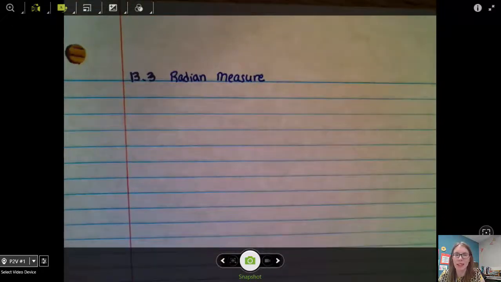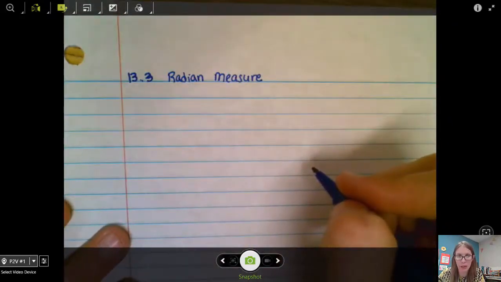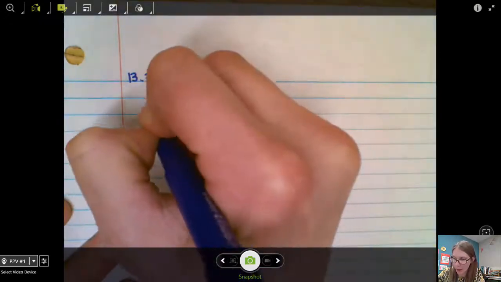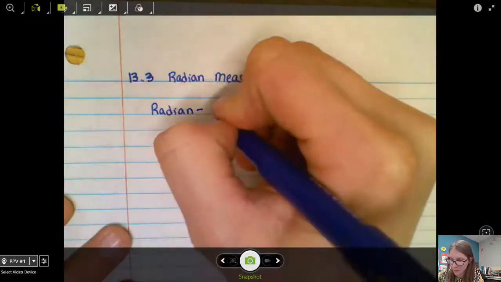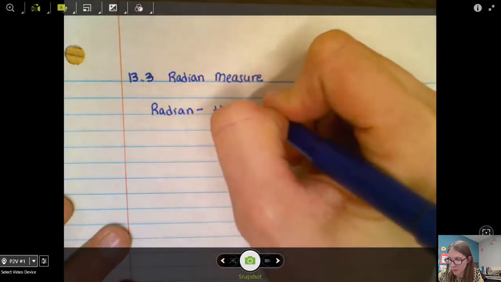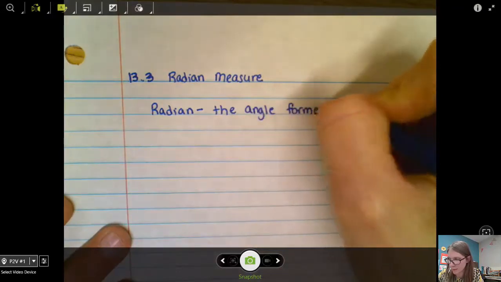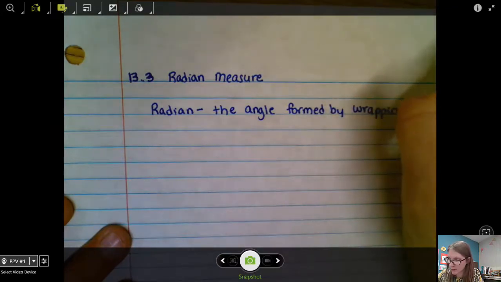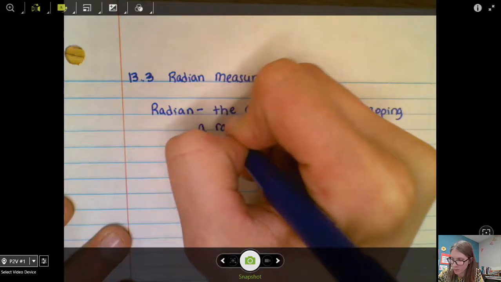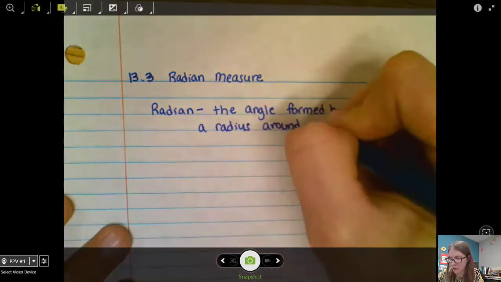So we saw in class today what a radian is when we took that string and wrapped it around our circle. I'm just going to start off section 13.3 for us by writing out a definition of what a radian is. So a radian is the angle formed by wrapping a radius around a circle.